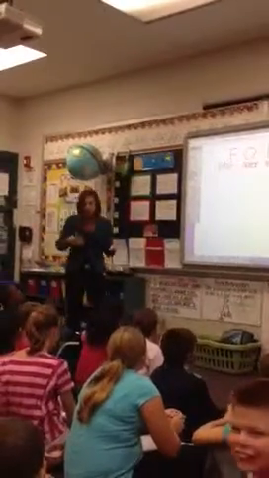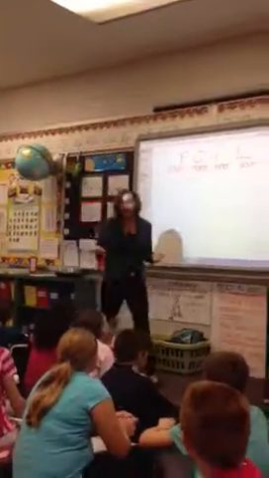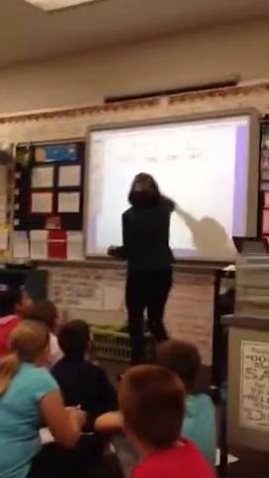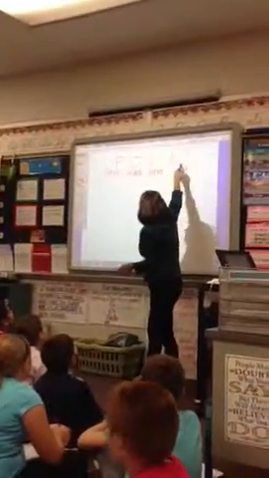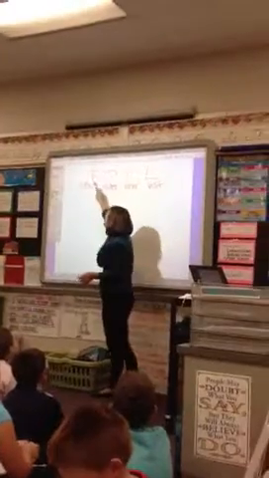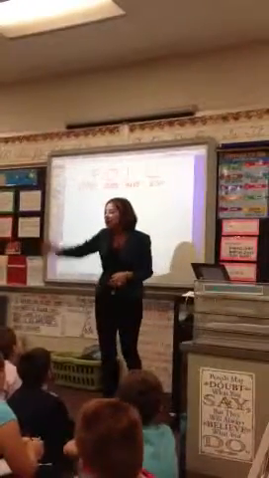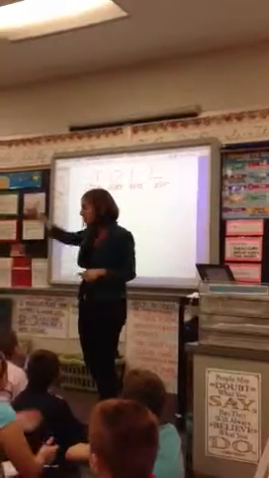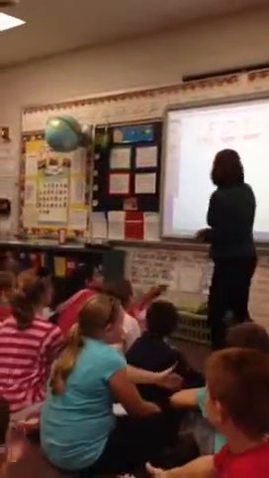Another way to do a two-digit by two-digit multiplication problem is called FOIL. FOIL is an acronym, and each letter stands for something. The F stands for first, the first thing you do.